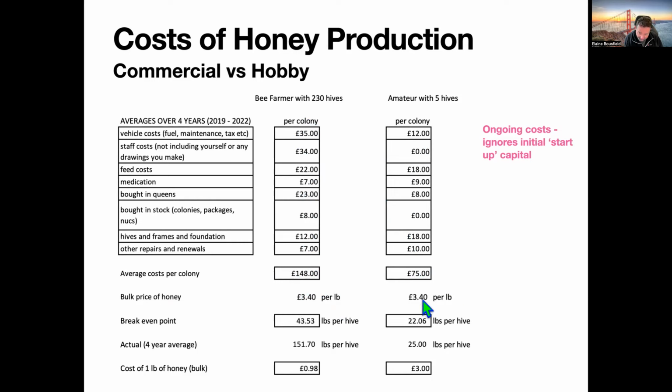And at the bulk price of honey of around about £3.40 a pound, I think it's about 100 quid a bucket of honey, isn't it, for a small bucket? It means that the break-even point for the bee farmer, he needs to make over £40 of honey just to cover the costs. £40 per hive. For the hobby beekeeper, it's less. It's more like £22 per hive.